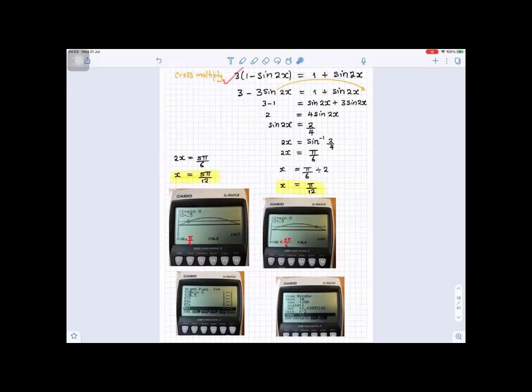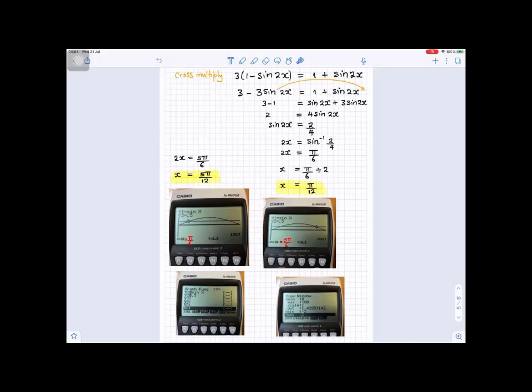After you cross multiply, you take minus 3 sine 2x to the right side. It becomes plus 3 sine 2x. And plus 1 comes to the left. It becomes minus 1. So 3 minus 1 is 2. Sine 2x plus 3 sine 2x is like 1 plus 3. It gives you 4. It gives 4 sine 2x is equal to 2. Divide by 4. 4 goes to the left. 2 divided by 4.